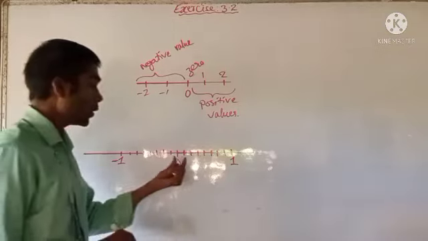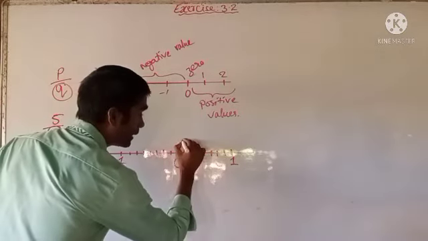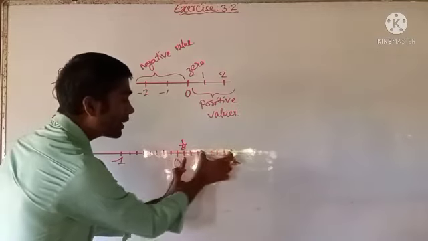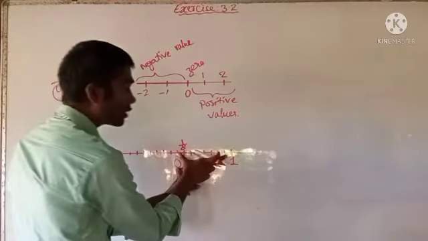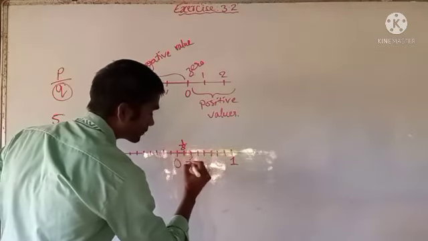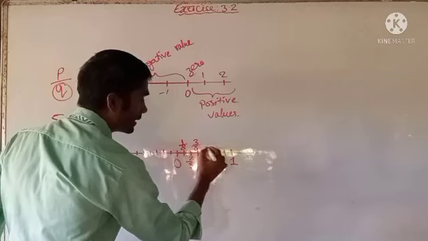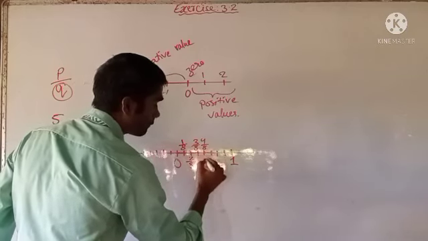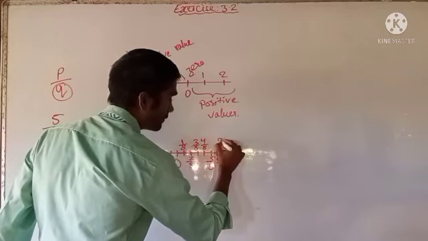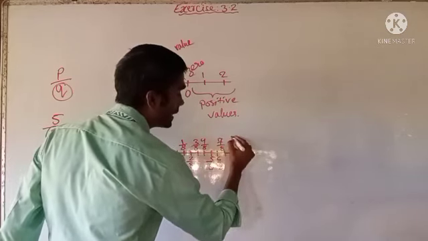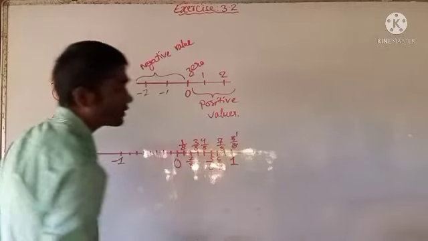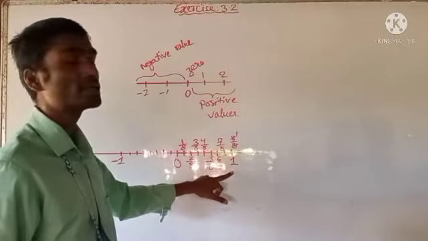Now the first one will be 1 by 8, because this is the first unit and it is out of 8 parts. That means out of 8 parts, we are talking about 1 part. Next will be 2 by 8, next 3 by 8, 4 by 8, 5 by 8, 6 by 8, 7 by 8, and then 8 by 8, which is changed into 1, because 8 and 8 cancel to get 1. So this one we represent as 1.